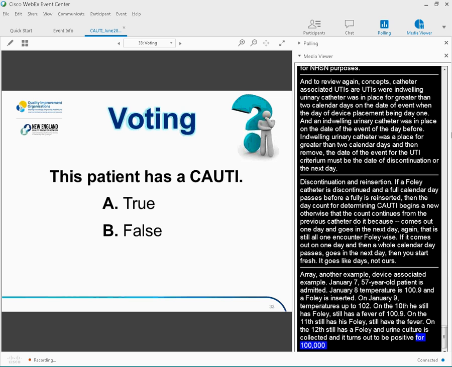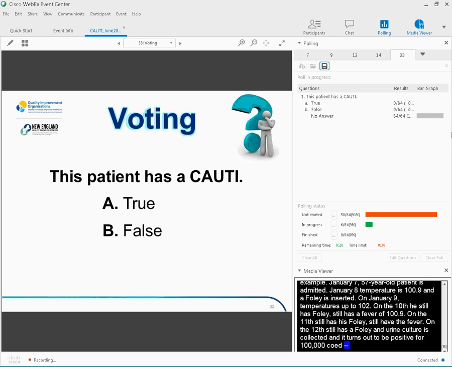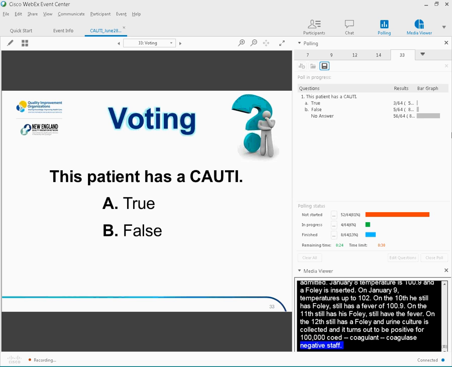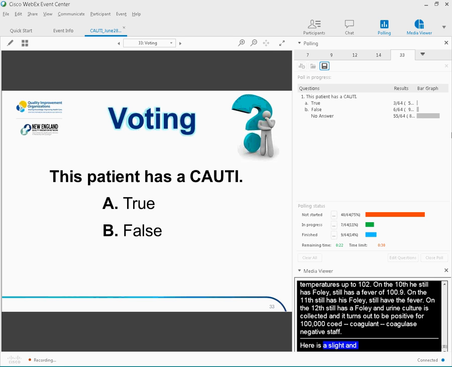All right, so here's another voting slide. This patient has a CAUTI, true or false. When you click true or false, don't forget to hit submit.